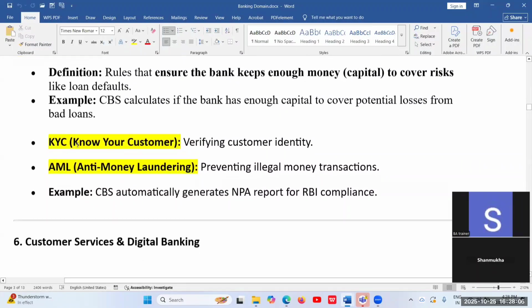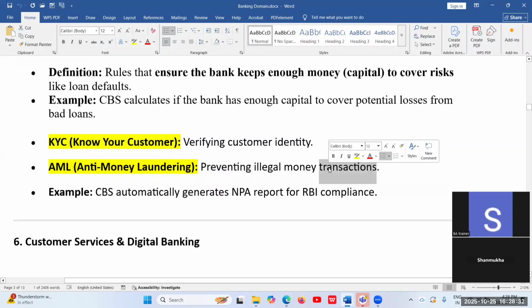And KYC, you all know, know your customer. It's basically collecting the details or identity of the customers when it comes to opening accounts or credit cards or anything. And the next one is anti-money laundering. So we'll call it AML. This is very, very important. You will come across this word multiple times, on multiple occasions. AML, anti-money laundering, so preventing illegal money transactions.